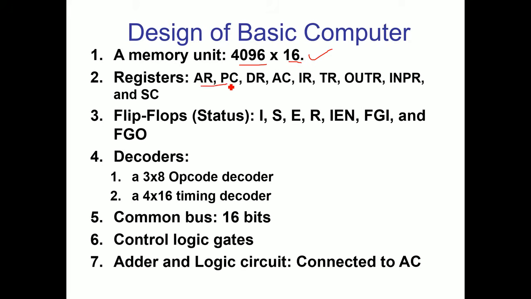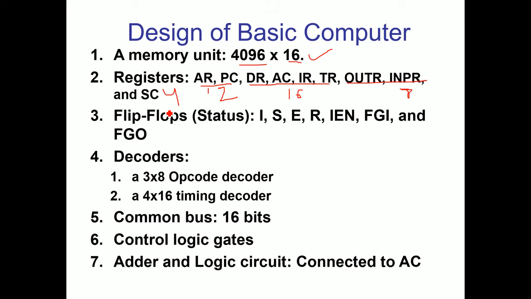Address register and program counter are 12-bit registers. Data register, accumulator, instruction register, and temporary register are 16 bits, whereas output register and input register are 8 bits. Sequence counter size is 4 bits. It is decoded with a 4 by 16 decoder.